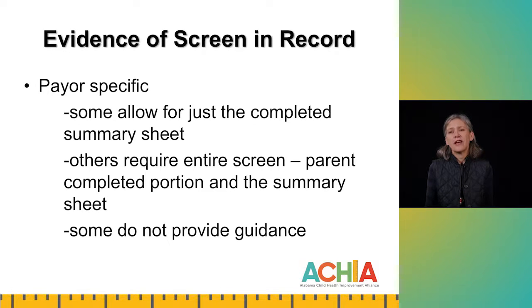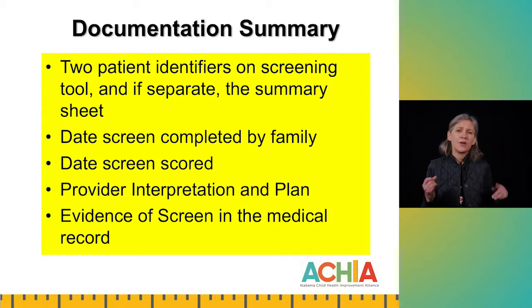And if you'll refer to that chart, you will see the information I have, but there are a lot of gaps on what is needed. In doubt, I would save everything. So to review, 2 patient identifiers on the screening tool, and if the summary sheet is separate, on the summary sheet as well, date completed by family, date that it was scored, the provider interpretation and plan has to be in the medical record, and you need to have evidence of the screen in the medical record as stipulated by the payer.